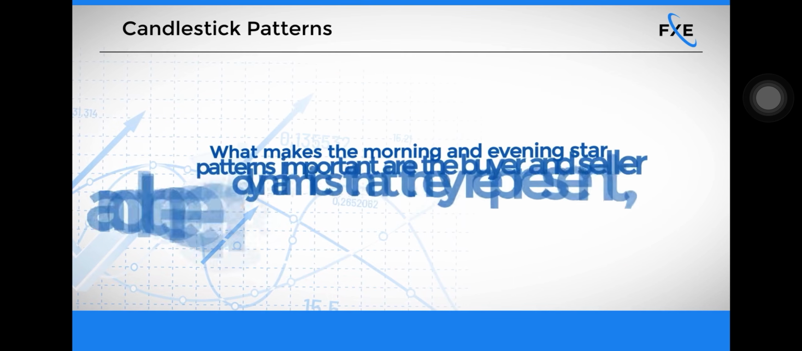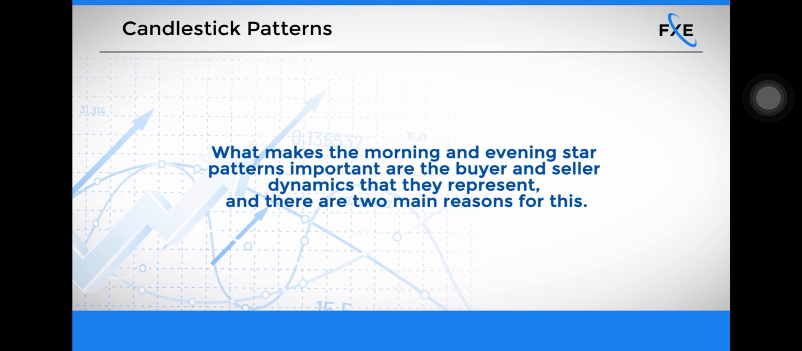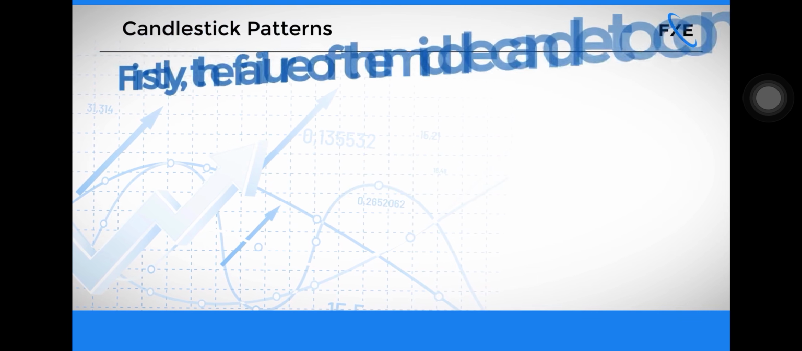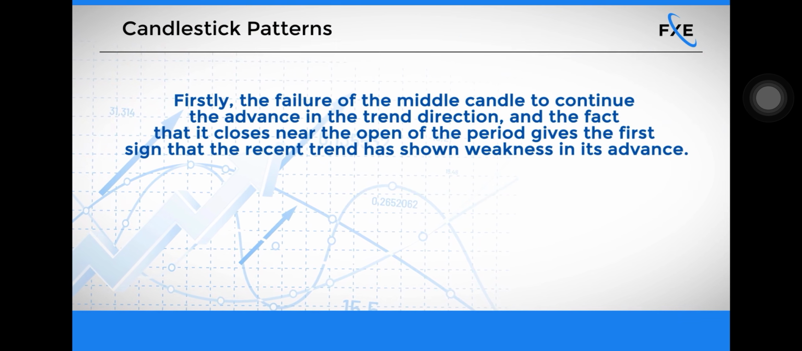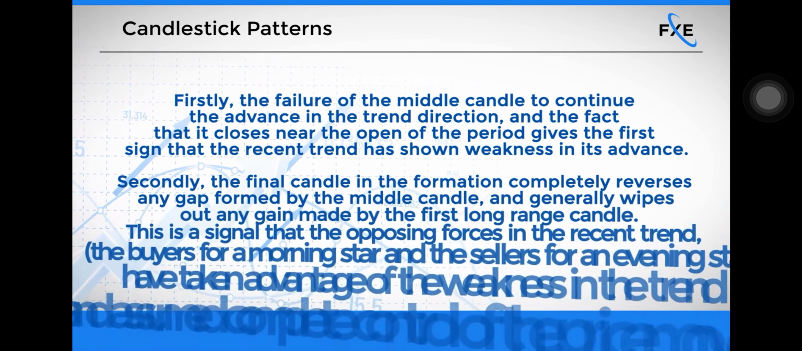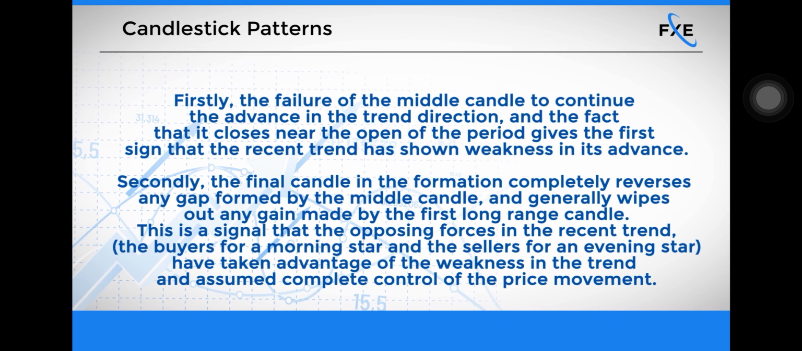Now, what makes the morning and evening star patterns important are the buyer and seller dynamics that they represent, and there are 2 main reasons for this. Firstly, the failure of the middle candle to continue the advance in the trend direction, and the fact that it closes near the open of the period, gives the first sign that the recent trend has shown weakness in its advance. And secondly, the final candle in the formation completely reverses any gap formed by the middle candle, and generally wipes out any gain made by the first long-range candle.